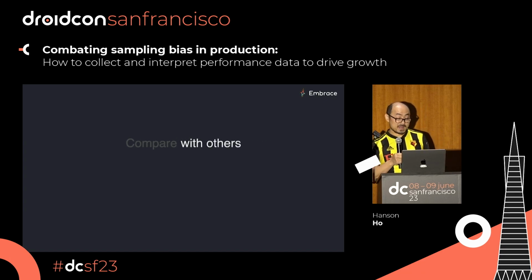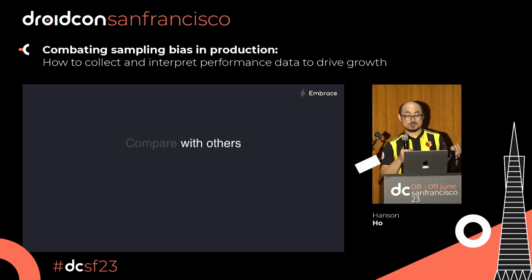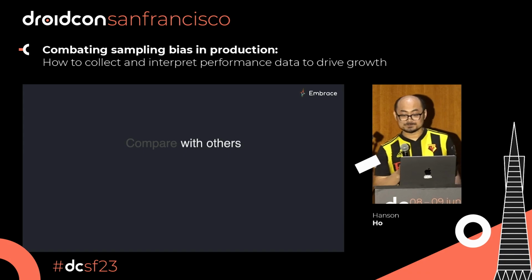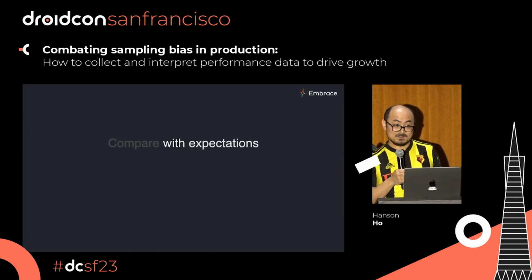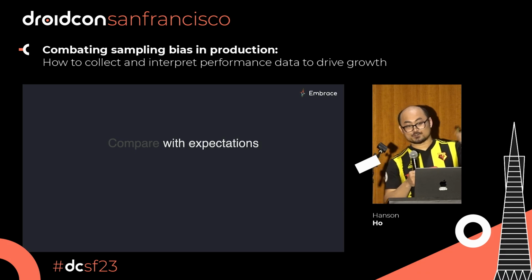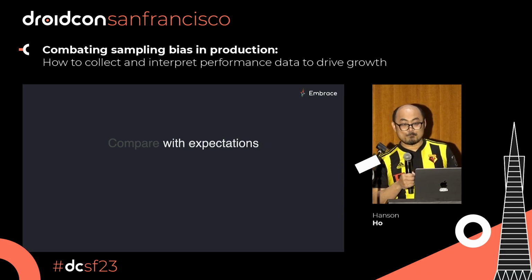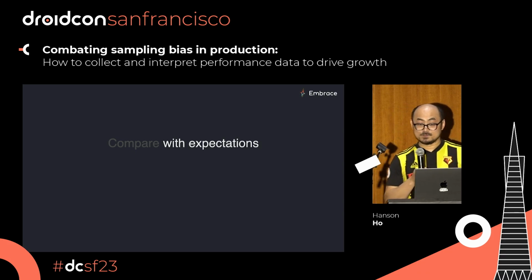You can also compare with other people, some well-known performance metrics like app starts. You can see if your competitors work as well as you. You can also compare with expectations. Do you think your app is running a certain way, and can you verify that? Well, you can do that with performance metrics in the wild.